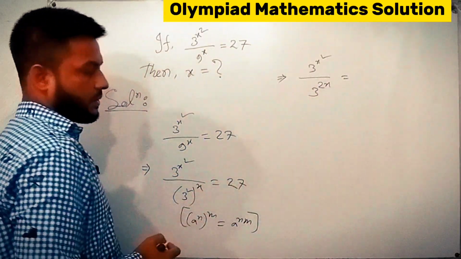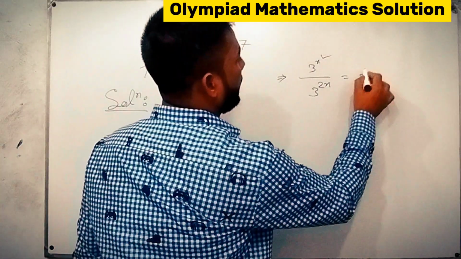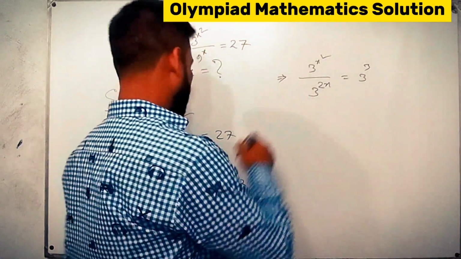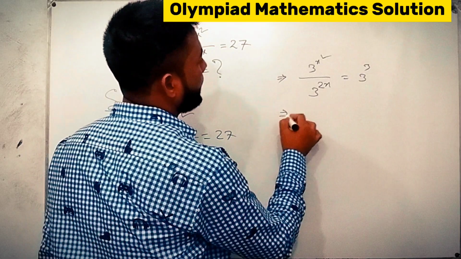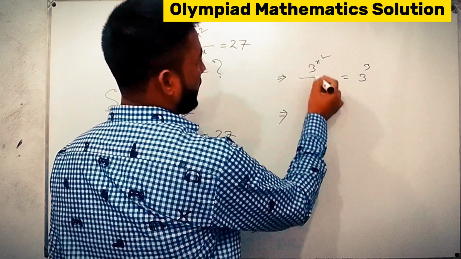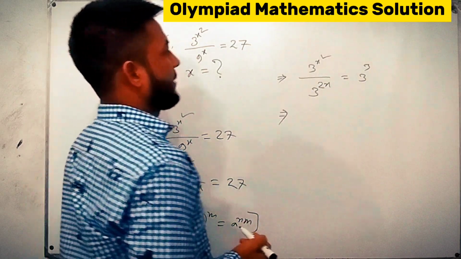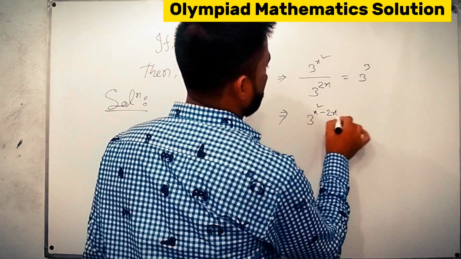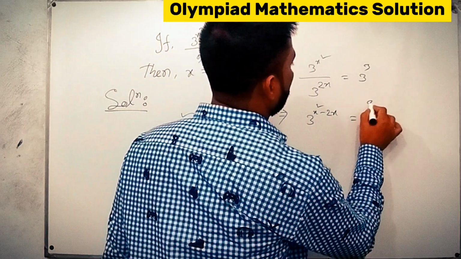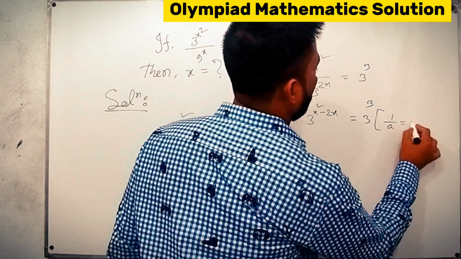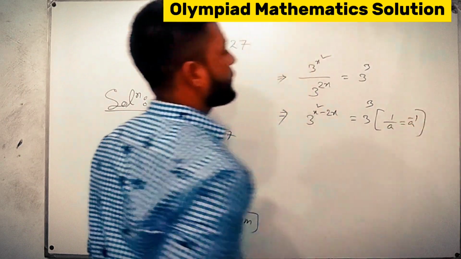We may write 27 as 3 cubed, because 3 multiplied by 3 multiplied by 3 makes 27. Here is the formula: the bases are the same, so we may write 3 to the power x squared minus 2x equals 3 to the power 3. This formula is a equals a to the power 1. According to this formula we may write this.